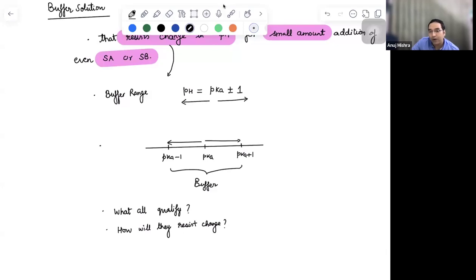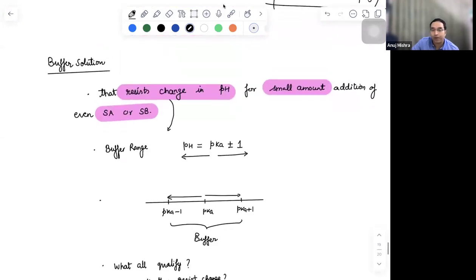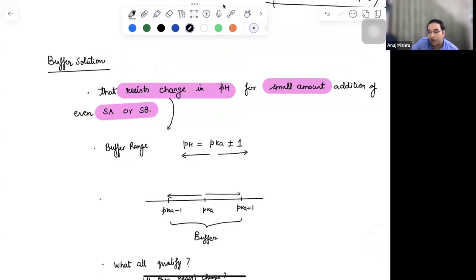So what will qualify to be called buffer? Any idea? कैसे सॉल्यूशन बफर बनेंगे? कैसे सॉल्यूशन स्ट्रॉन्ग एसिड स्ट्रॉन्ग बेस मिक्स करने पे भी ज्यादा चेंज नहीं होंगे? So if you just think with a very layman logic also, if it is a strong acid, if you add some strong base, it will take quick change in pH. If it is a strong base, you put something, it will go other way around, right? But if you want to see minimal change, the first thing which comes to our mind is that it should be weak. It should not be very strong, right?